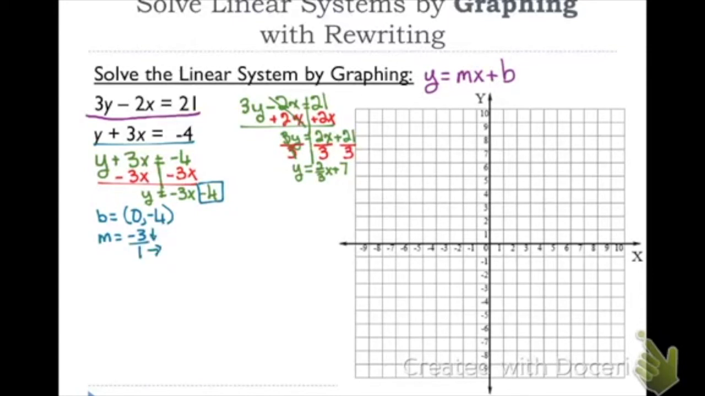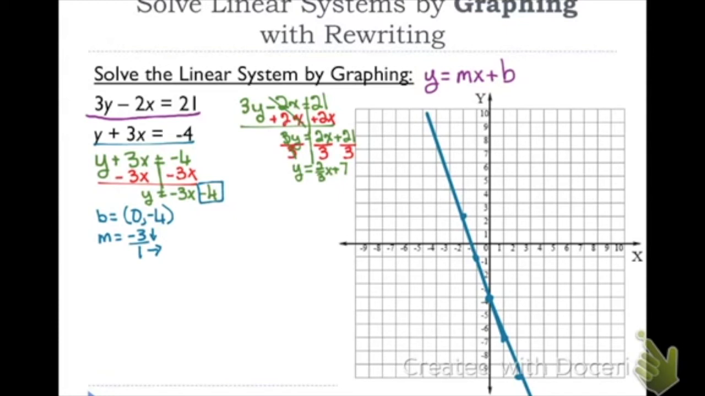So I'm going to go over to my graph now to negative 4 and put a nice big fat point, and then I'm going to go down 3, to the right 1, down 3, to the right 1. Well, I feel like I need more than 3 points, so I'm going to actually go up 3, to the left 1, up 3, to the left 1, because I want to make sure that this graph goes all the way across my coordinate plane here. Up 1, 2, 3 to the right. There, that's better. Okay.